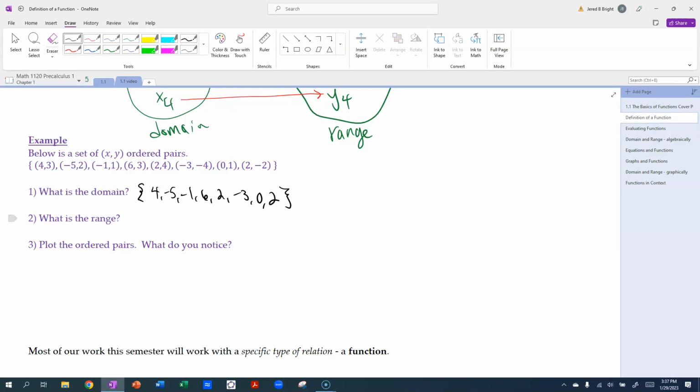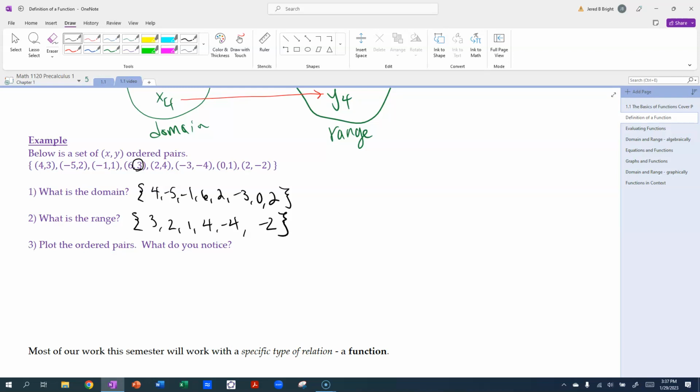For the range, again, these are all the y values, all the second values in the ordered pair. So this is going to be 3, 2, 1. 3 is already listed, so I don't need to list it again. I can, it's just redundant. -4, 4 and -4. 1 is already listed, and then -2. And again, enclosing those in braces because it is a discrete set.